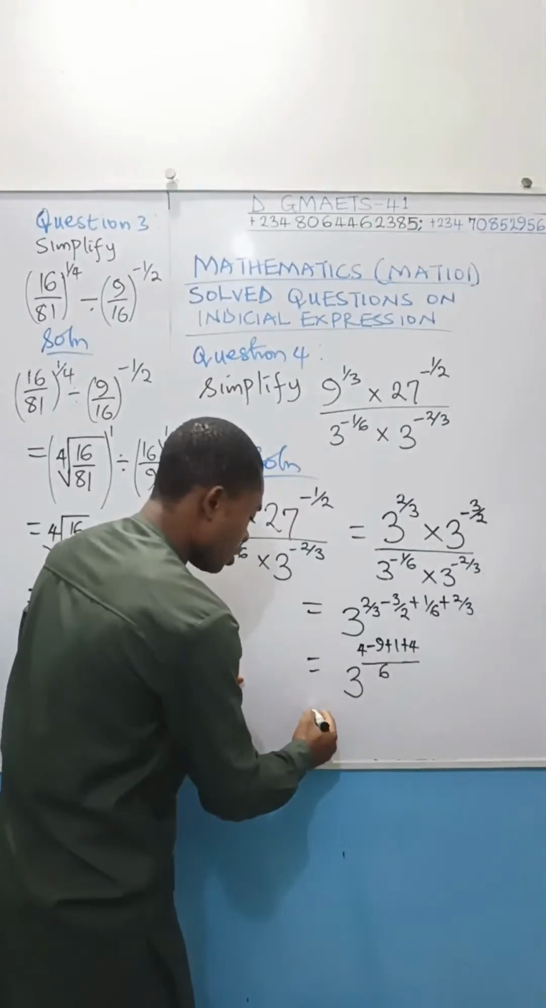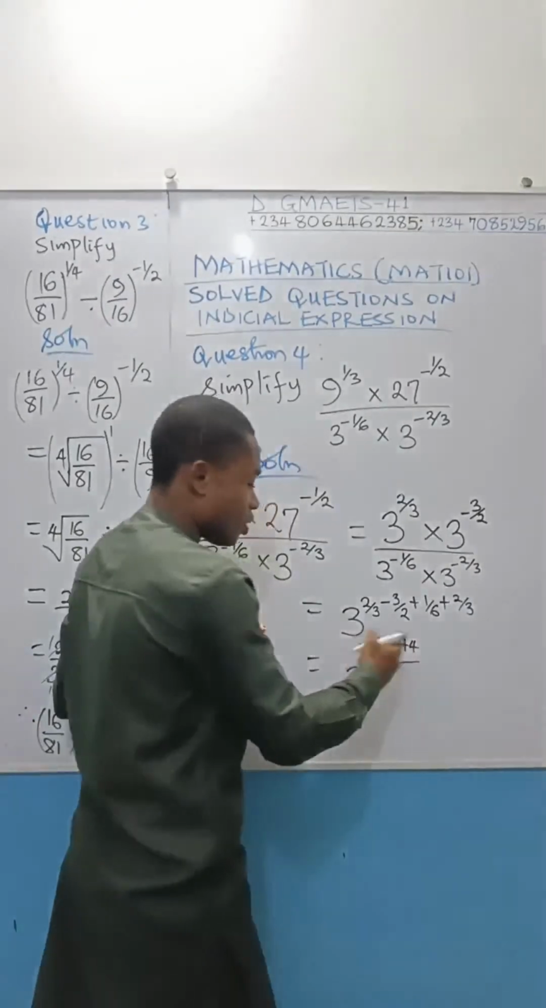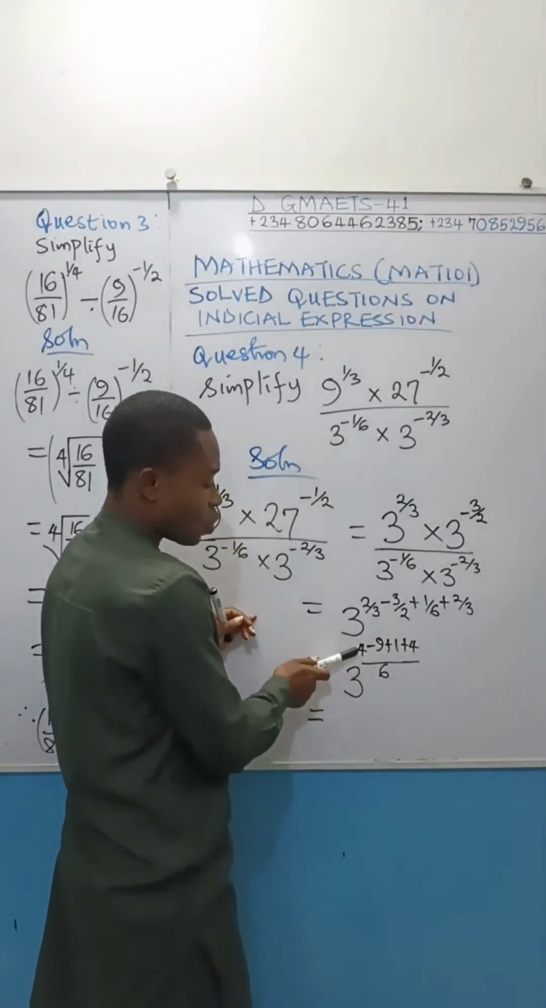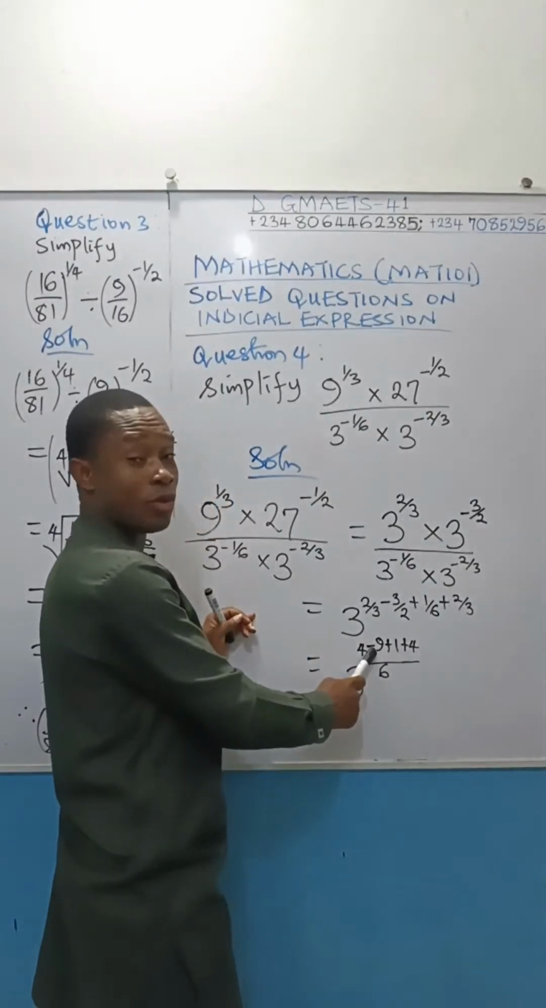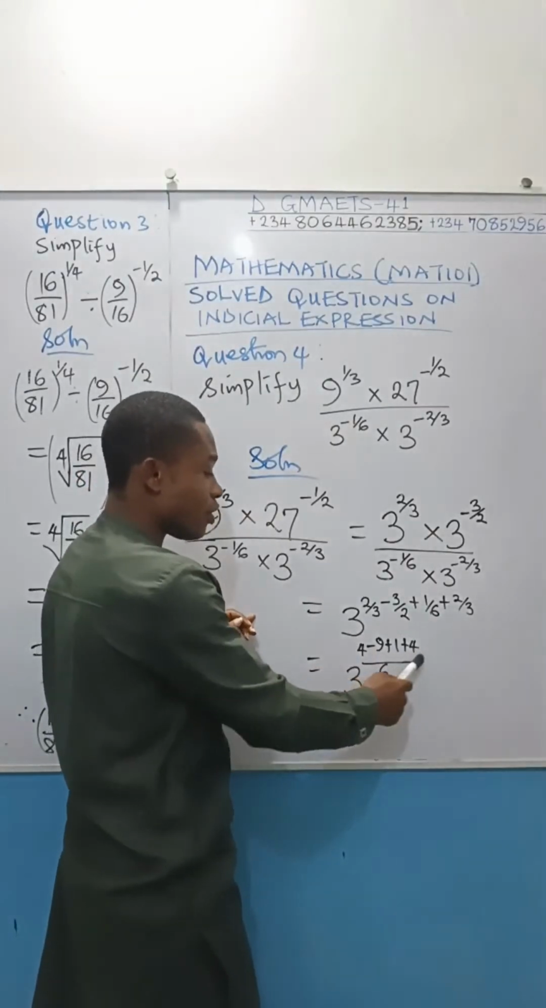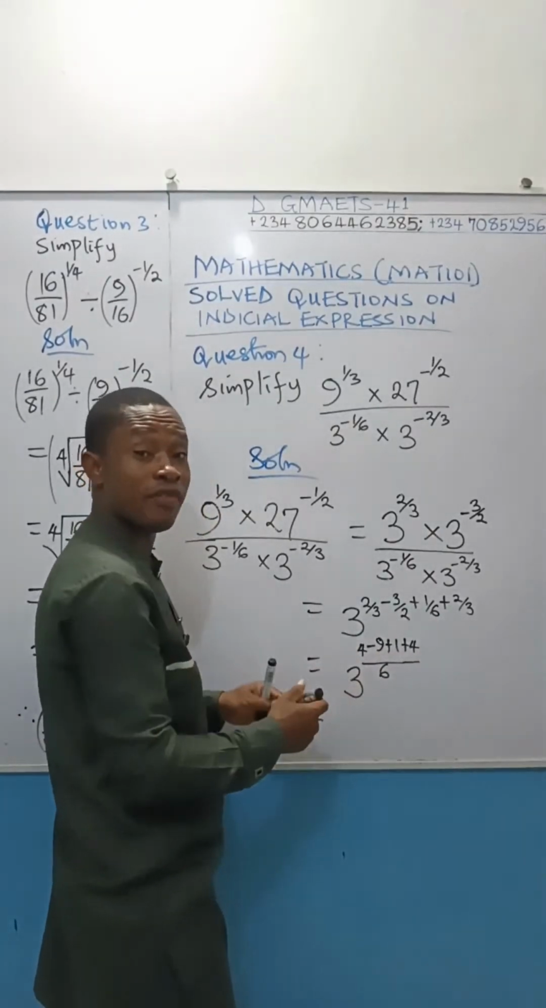So from here, we are going to work out the whole numerator. If you work it out quickly, 4 plus 4 here will give you 8. 8 plus 1 will give you 9. 9 minus 9 will give you 0. So this whole numerator is 0. 0 over 6 will give you 0.